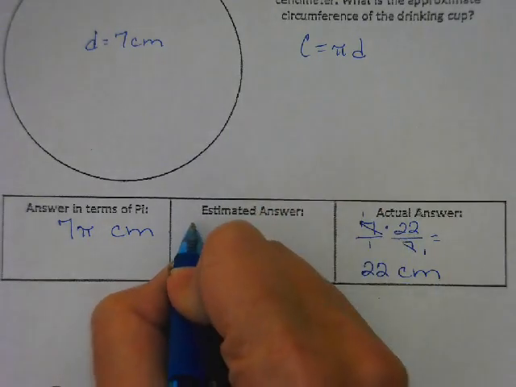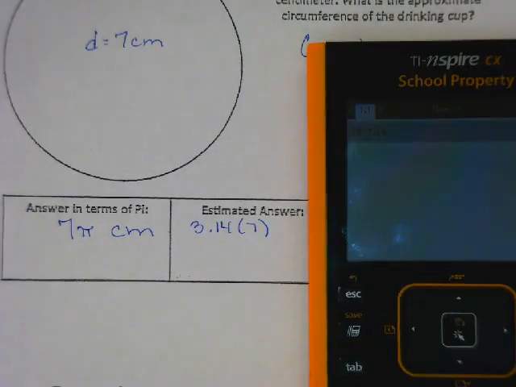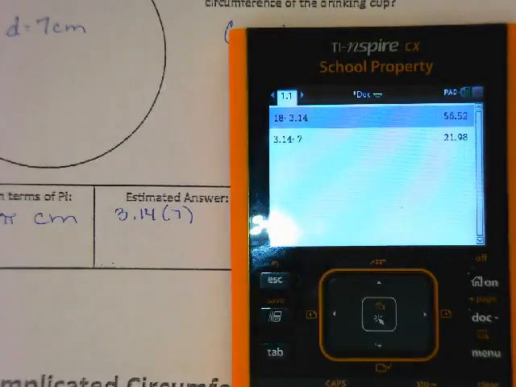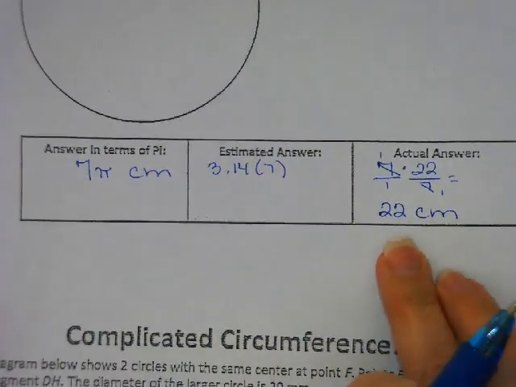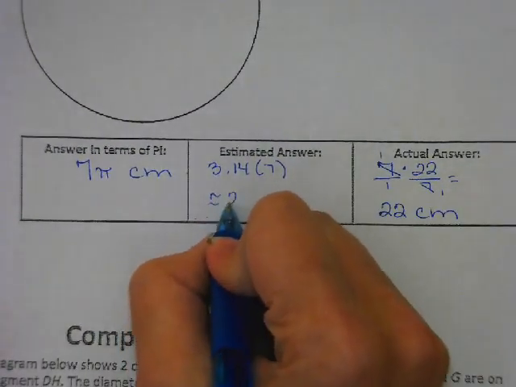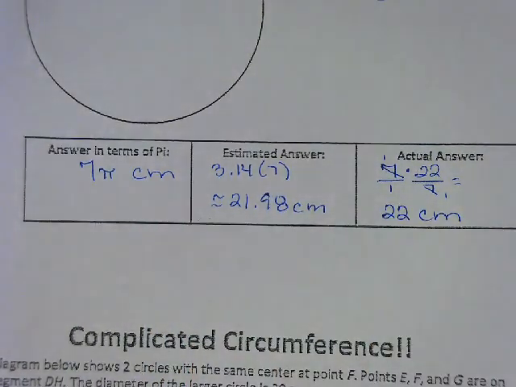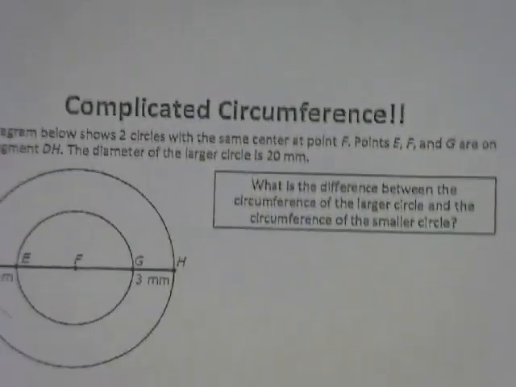If we estimated it, we would use 3.14 times 7, and we get 21.98. So this one is a much better answer, right? 21.98 centimeters. How did we do there? Did you measure? Okay, if you don't measure well on that one, you're going to struggle.